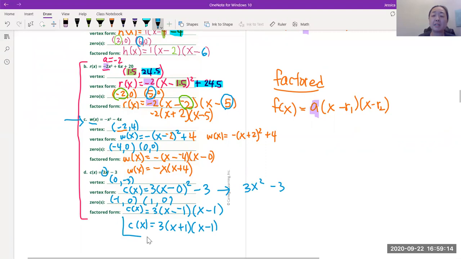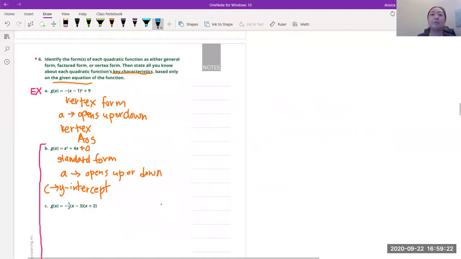If you could get straight to here right away and you don't have to do those minus negatives, please do that. Okay, I'm just trying to be clear. All right, moving on.